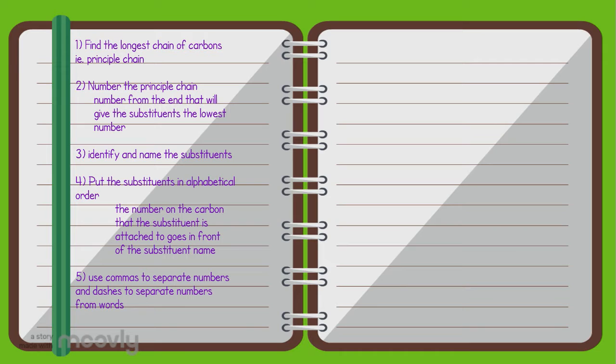So when naming alkanes, here are some key points to keep in mind. First, find the longest chain of carbons. That is the principal chain. Second, number your principal chain. You want to number from the end that will give the substituents as low a number as possible. Third, identify and name the substituent. You name the substituent using the naming described above. Fourth, number the substituents and put them in alphabetical order.